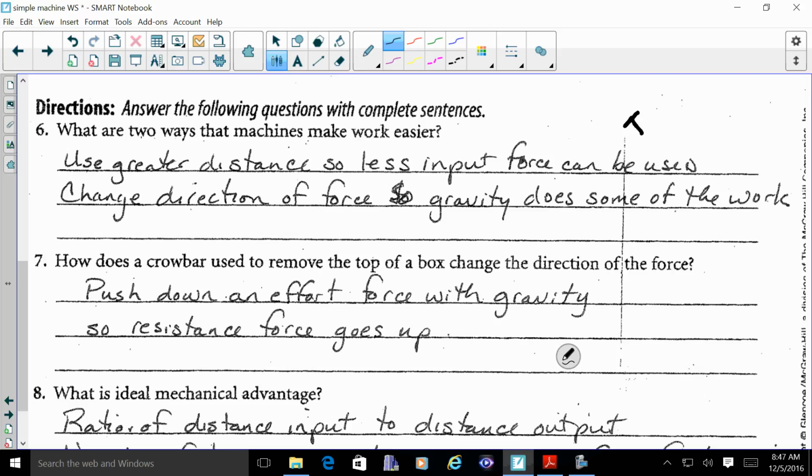And then last but not least, what is ideal mechanical advantage? Once again, it's the ratio of distance input to distance output, or the number of times easier a machine makes work if there's no friction.